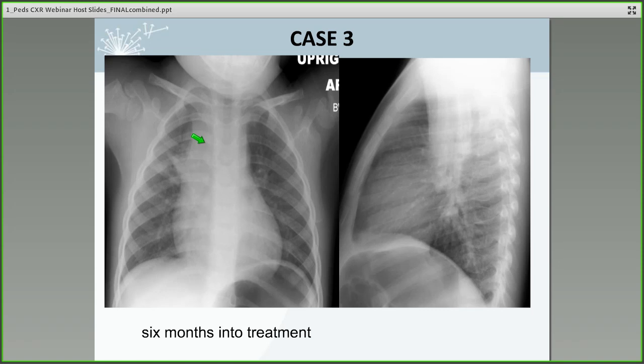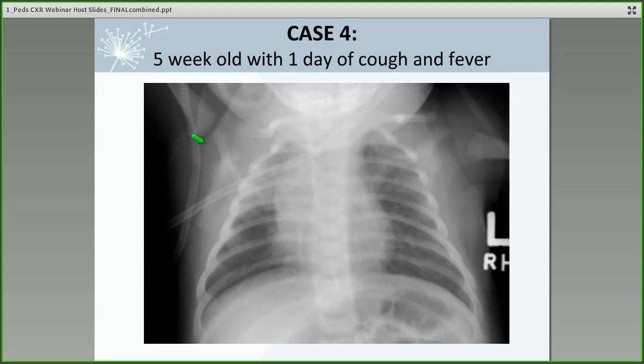And having said that, as I was preparing this talk, I thought about it. I can't think of a single case where it changed my management. So maybe I should stop doing that. But again, just a reminder, it is not uncommon for the X-ray to not be normal.